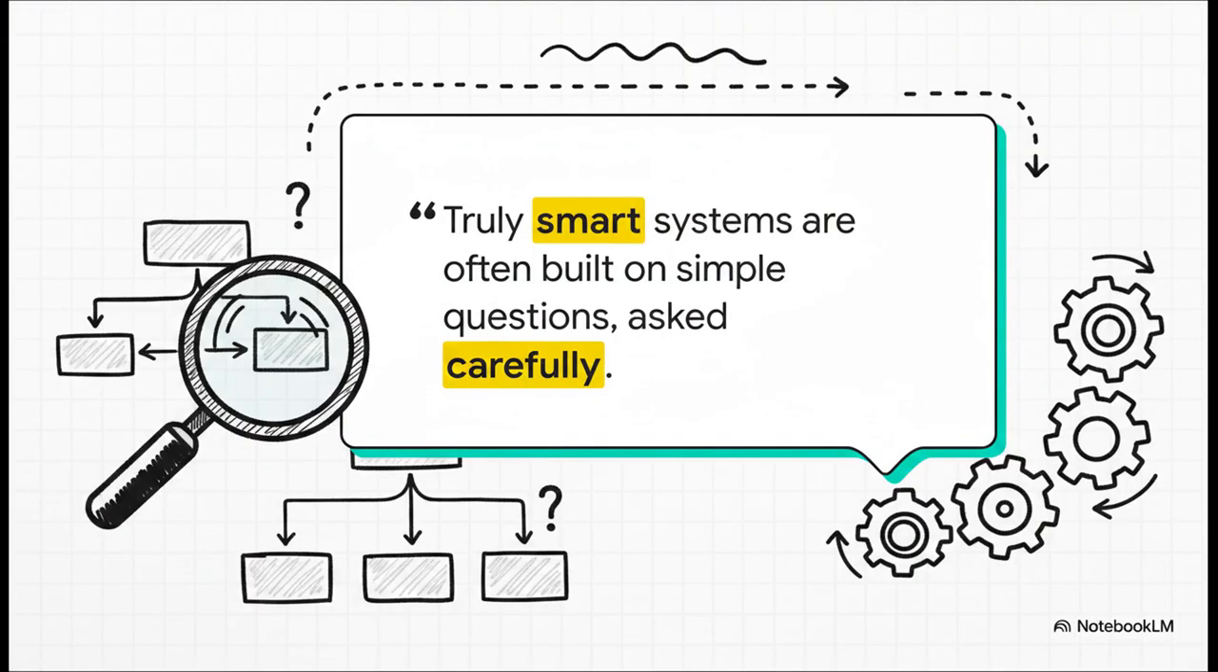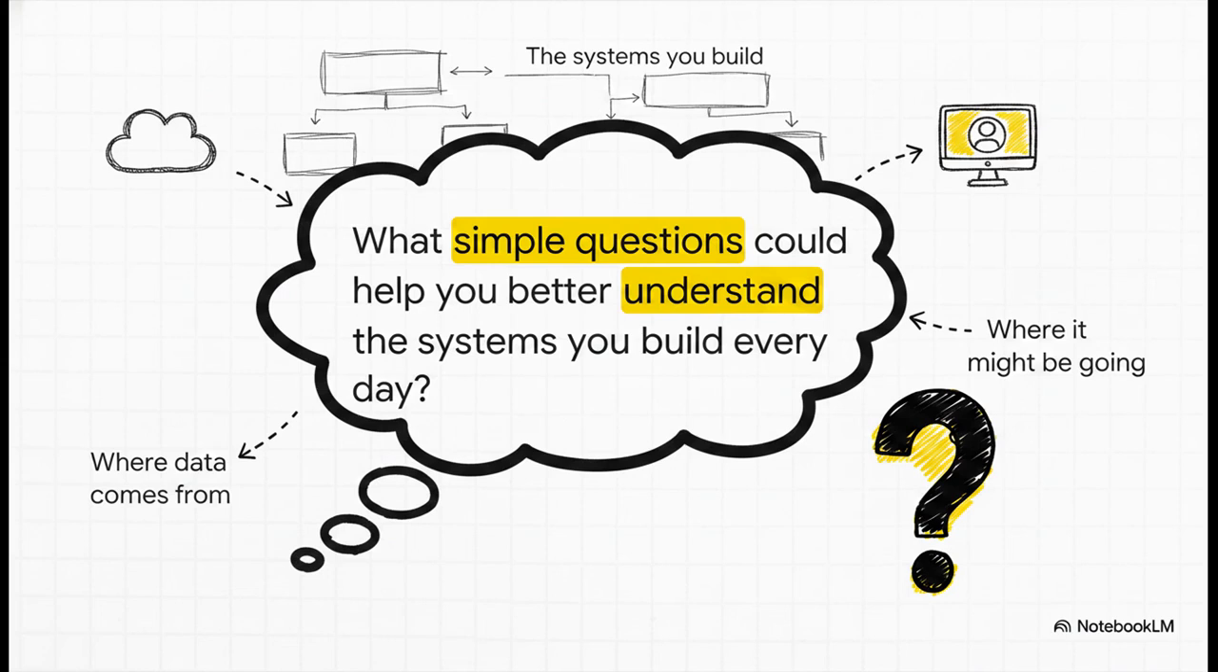When you really step back and think about it, the so-called intelligence of a compiler is not based on some unknowable magic, right? It's built on a very calm, methodical process. It just kind of reminds you that truly smart systems are so often built on simple questions, just asked very carefully. And, well, that kind of leaves us with a final thought to take away. As you're working on your own projects, what are the simple questions you could ask? Questions about where data is coming from or where it might be going. Questions that could help you better understand the systems you build every single day.